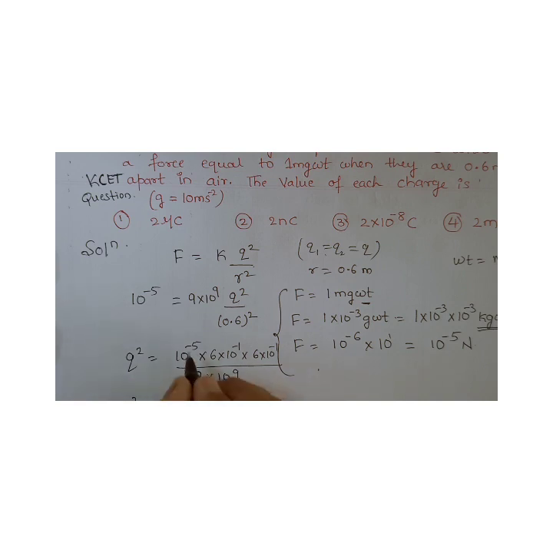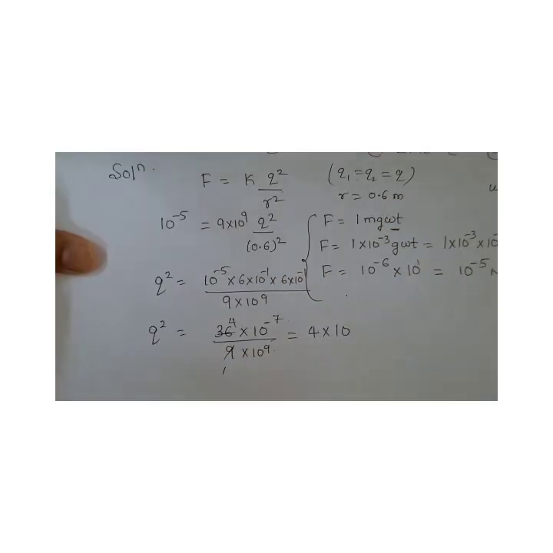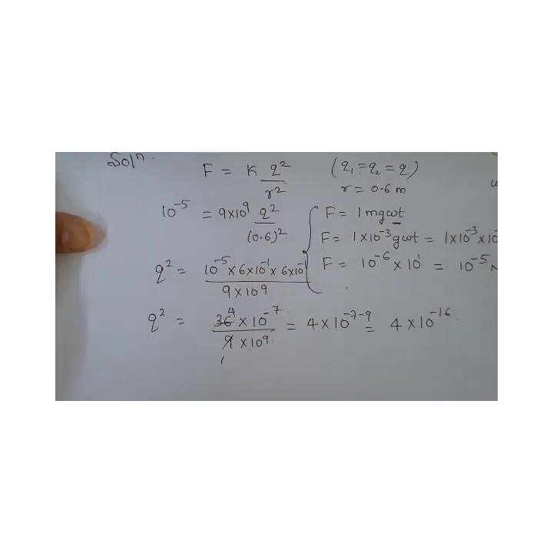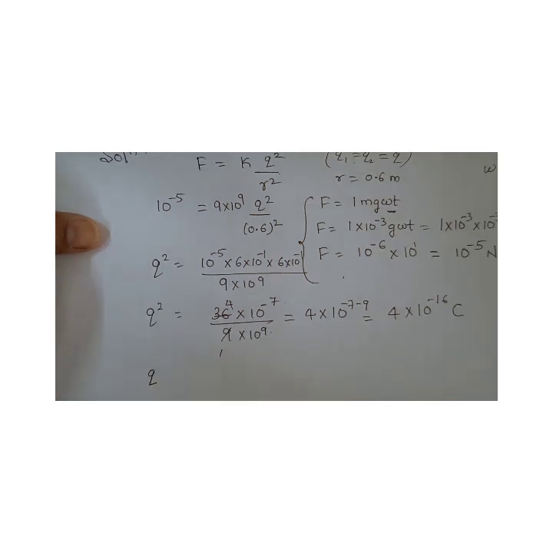So minus 2, minus 5, minus 5, minus 2, how much is that? Minus 7. 9 ones are 9, 9 fours are 36, so 4 into 10 raised to minus, so what it becomes? 4 into 10 raised to minus 16. Clear? That is Q square, in Coulomb squared. Okay, so Q square it is.